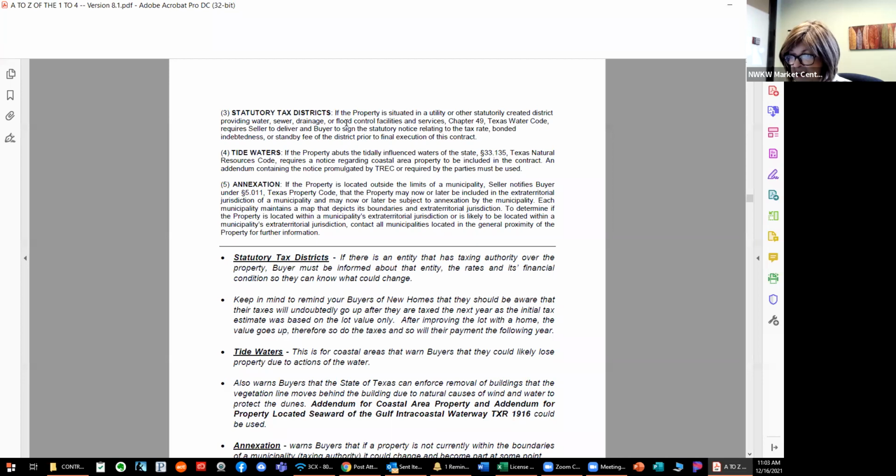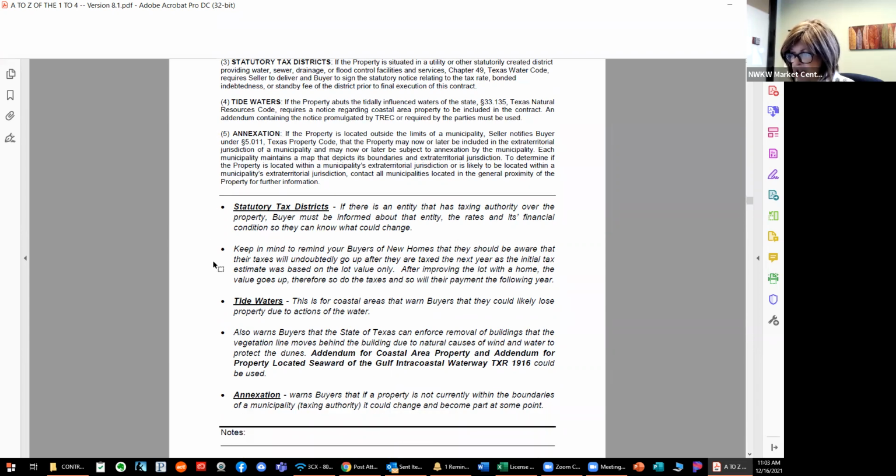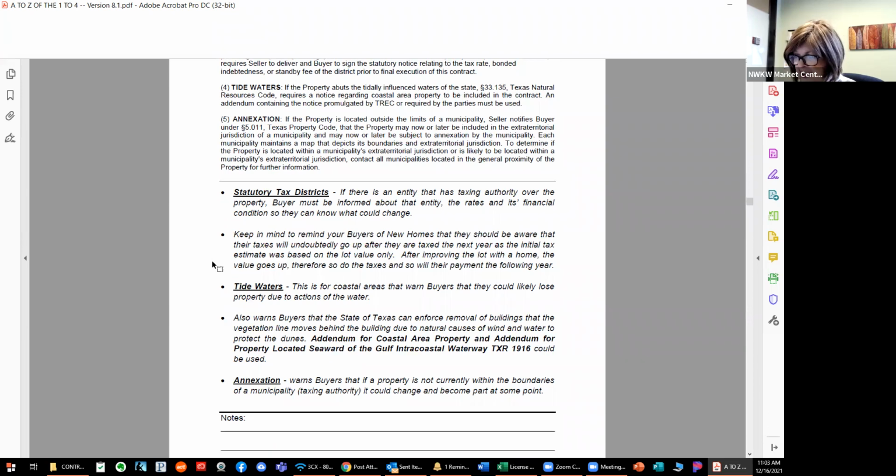Then there's statutory tax districts, tidewaters, which we don't have anything here on that really, and annexation. Statutory tax districts are if there's an entity that has taxing authority over like a new neighborhood or something, the buyer must be informed about that entity, the rates and its financial conditions, so they can know what could change on them. Keep in mind to remind your buyers of new homes that their taxes will go up the following year, as the initial tax estimate when they buy a brand new home. We're talking only about new homes right now.